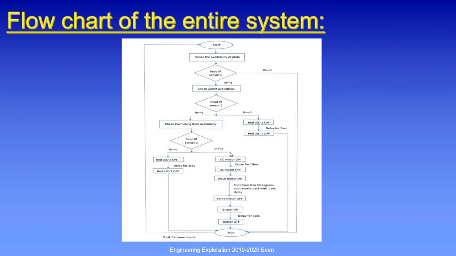If it is available, then the rest of the operations, that is DC motor for dispensing girmit, servo motor moves at a 90 degree and comes back for dispensing garnishing item. And finally the buzzer beeps for the process completion indication. This process can be repeated any number of desired times.